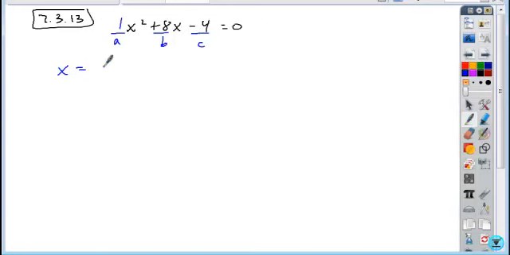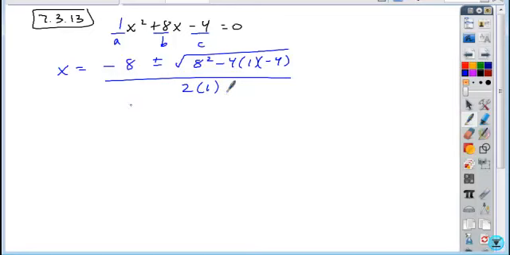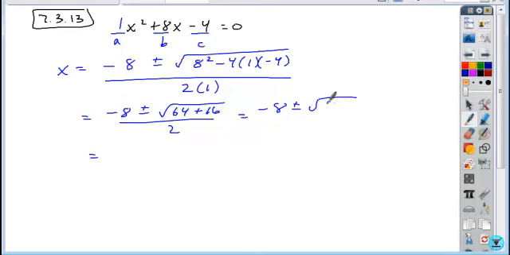X is equal to negative b plus or minus the square root of b squared minus 4ac, and that's all over 2a. So I'm going to go ahead and simplify what I have here. So 8 squared is 64, minus and minus becomes plus 4 times 1 times 4 is 16. And so as I continue to simplify this, I get square root of 80 inside.